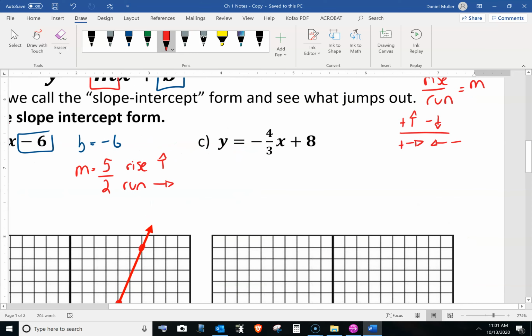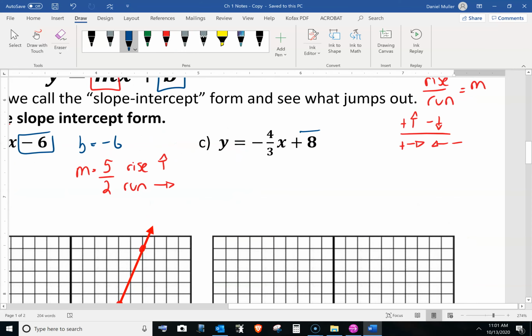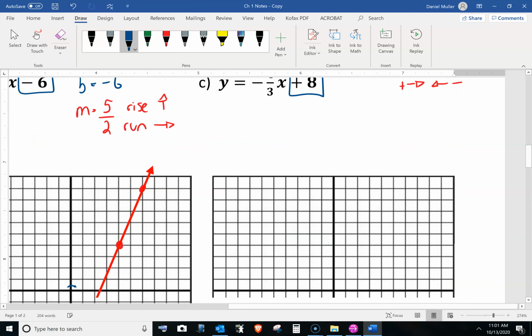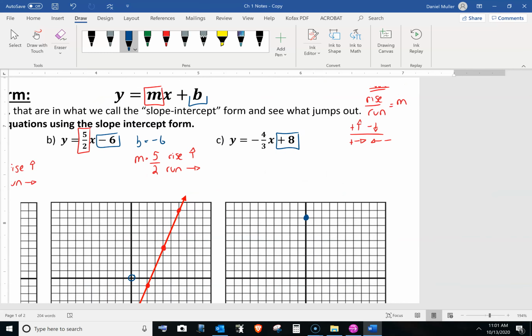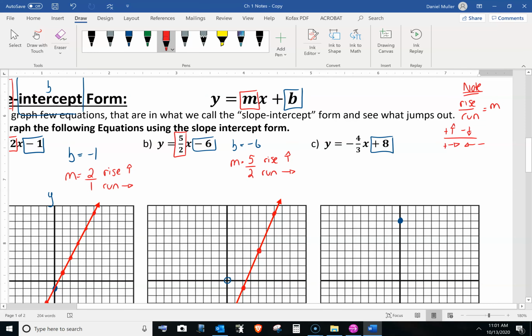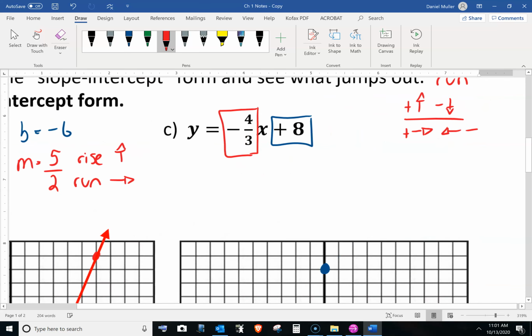Okay, so our b value here is a +8. I'll do the plus as well because it is important. So it's a +8. So 1, 2, 3, 4, 5, 6, 7, 8. So there's our y-intercept. We'll cross at 8. I don't need these numbers. And then I have a slope. My slope is -4/3.